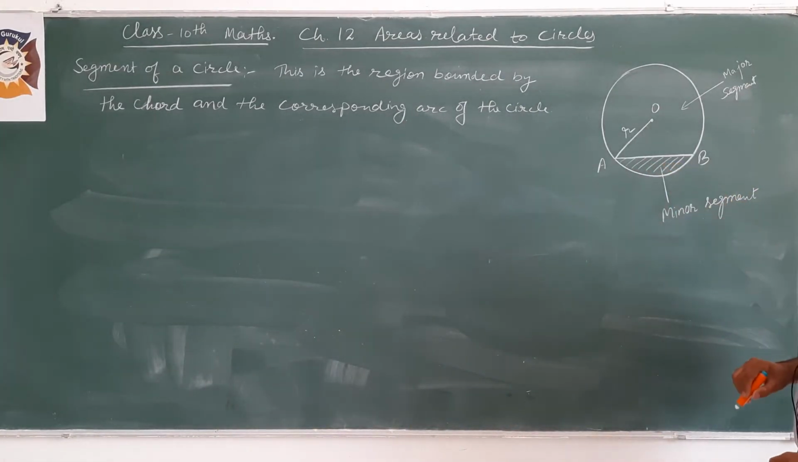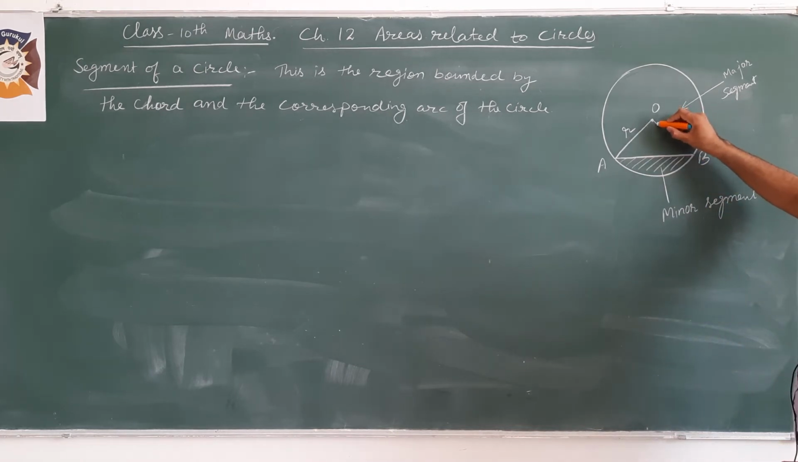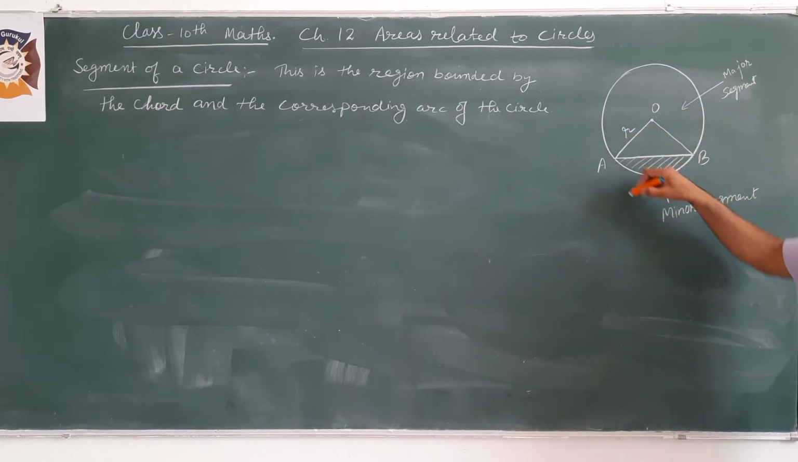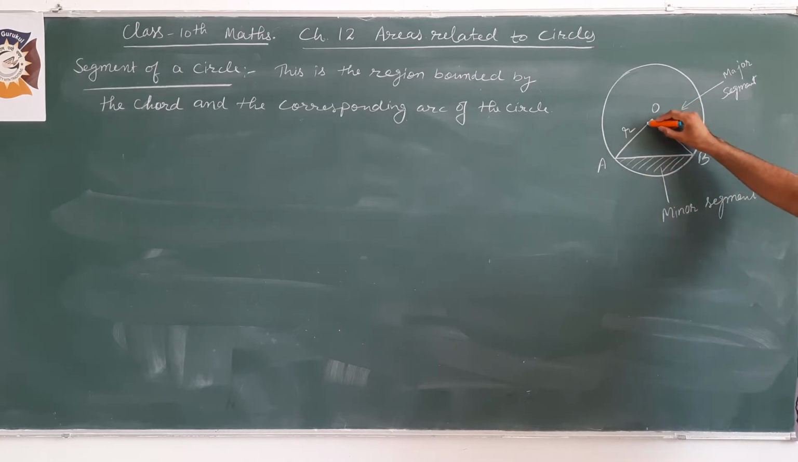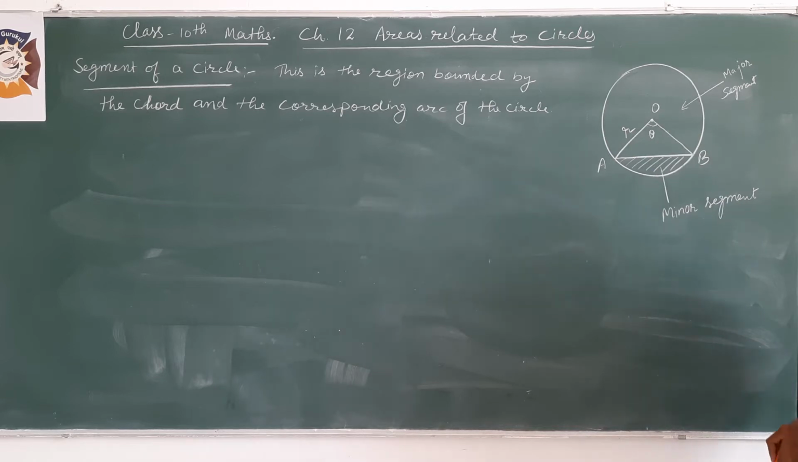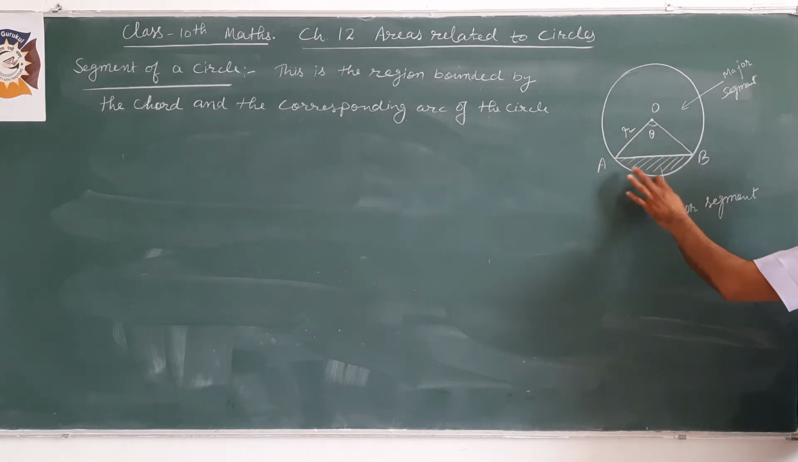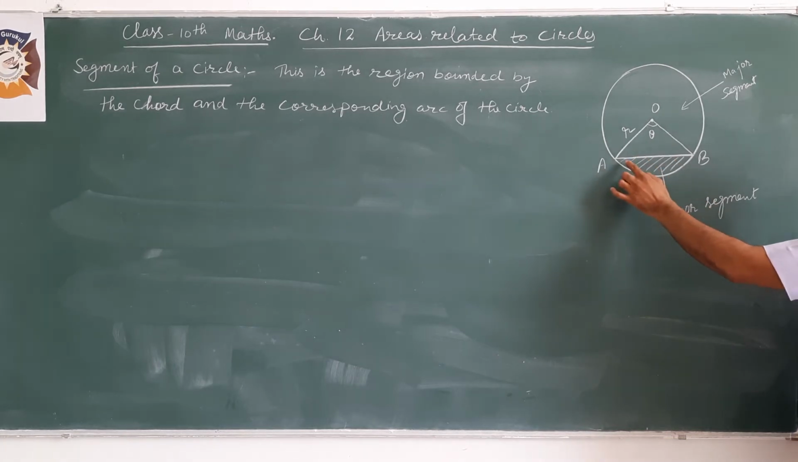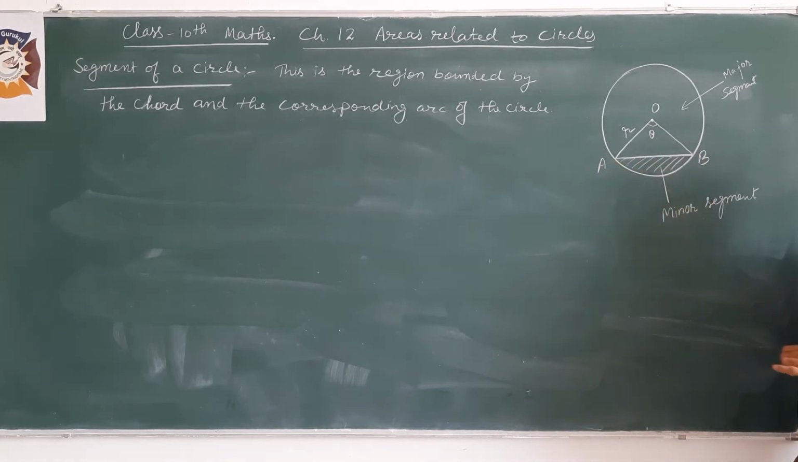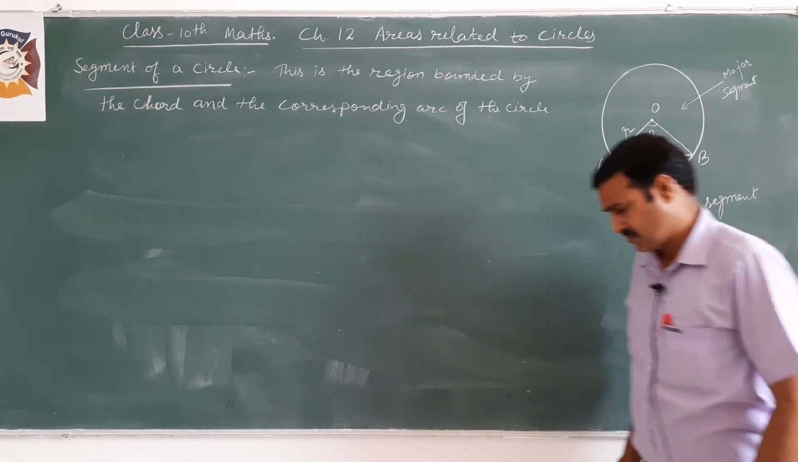Directly we cannot find this area, but with the help of the sector we can find this easily. This complete is the sector OAB and this is the segment. The angle between two radii is theta. From the area of this sector, if we subtract the area of triangle OAB, then we will easily get the area of segment.